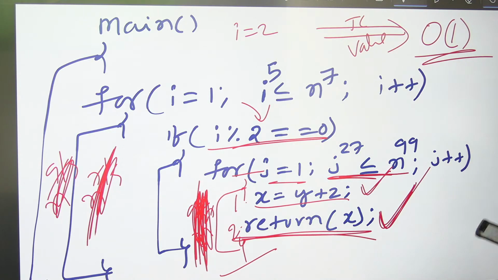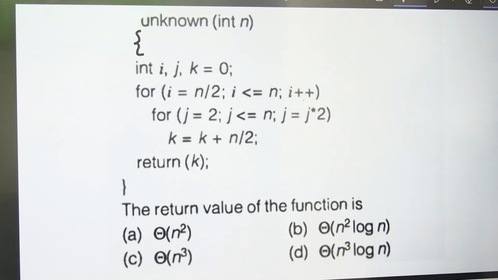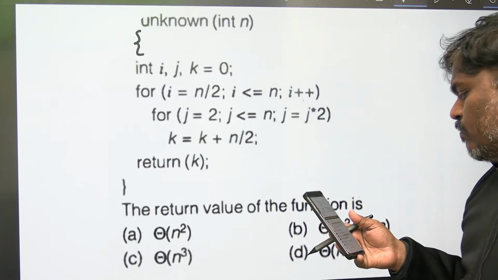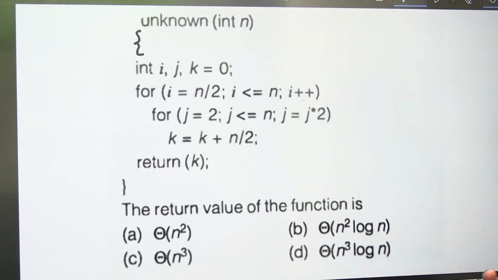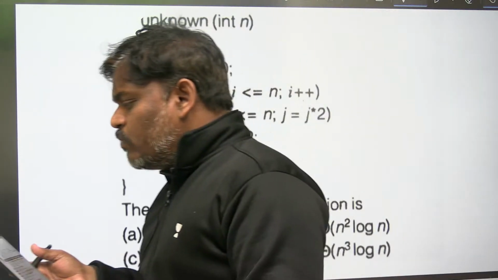Can you come to the next problem? This is also a very dangerous problem. Can you check this once?